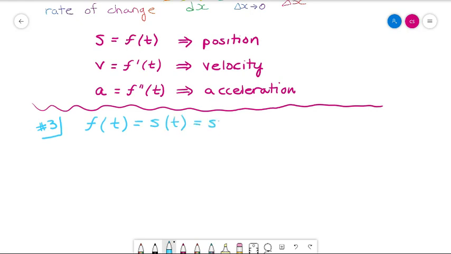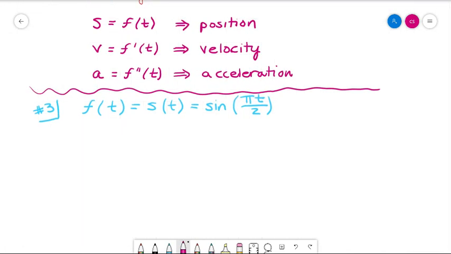And it's sine of pi t over 2. Okay, so part A, we want to figure out the velocity function. And we know that the velocity function, we just have to take the derivative of the position function. So that one's straightforward enough.